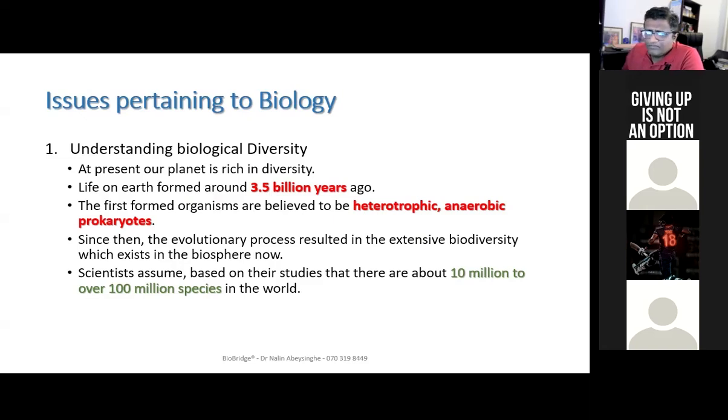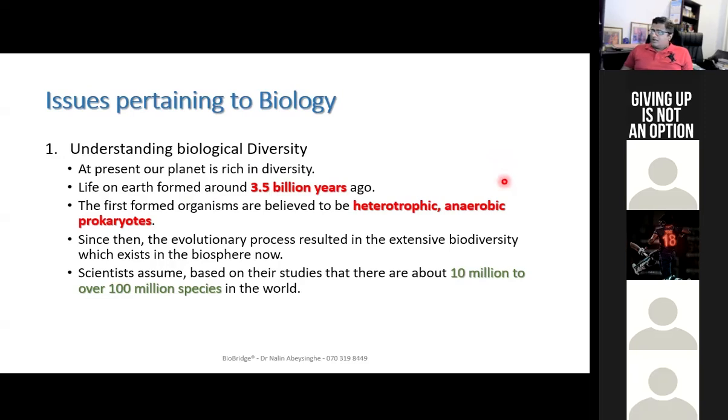A-E-R-O-B-I-C, aerobic. So anaerobic means they don't need oxygen to survive, for obvious reasons. Now, when the world is formed, when life is forming on Earth, there is no oxygen, hardly any oxygen. So these organisms would have been dependent on some other air, or they didn't want air at all. So they're anaerobic. They didn't want oxygen at all.